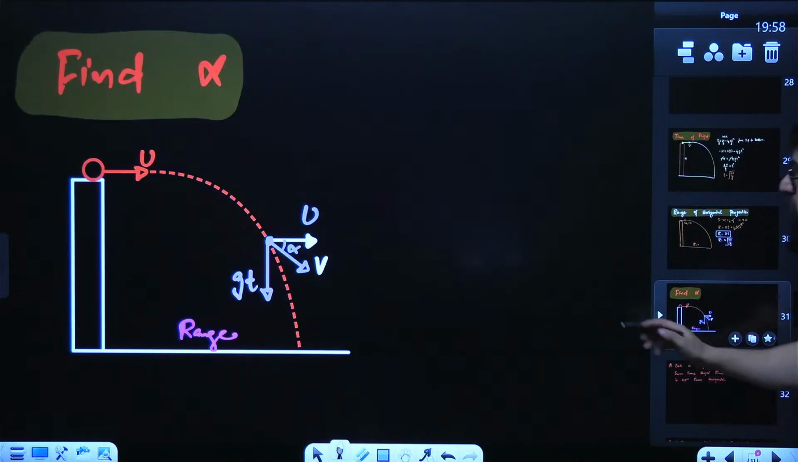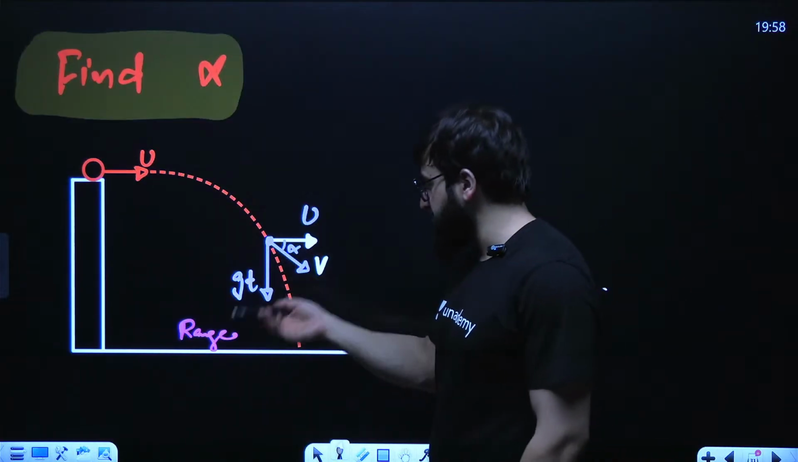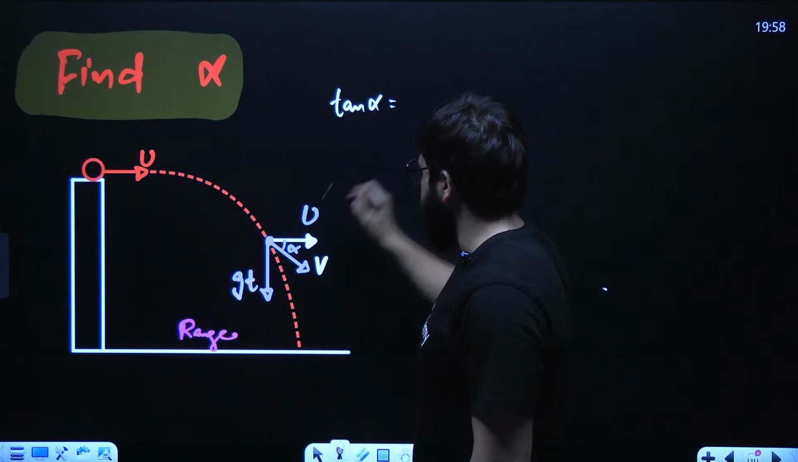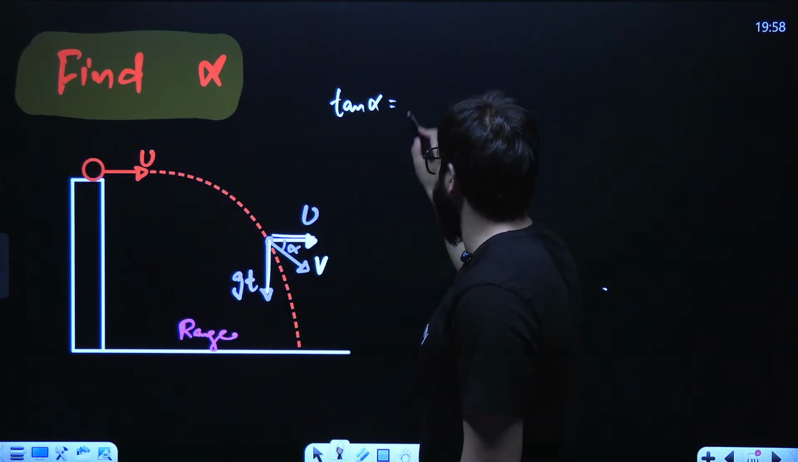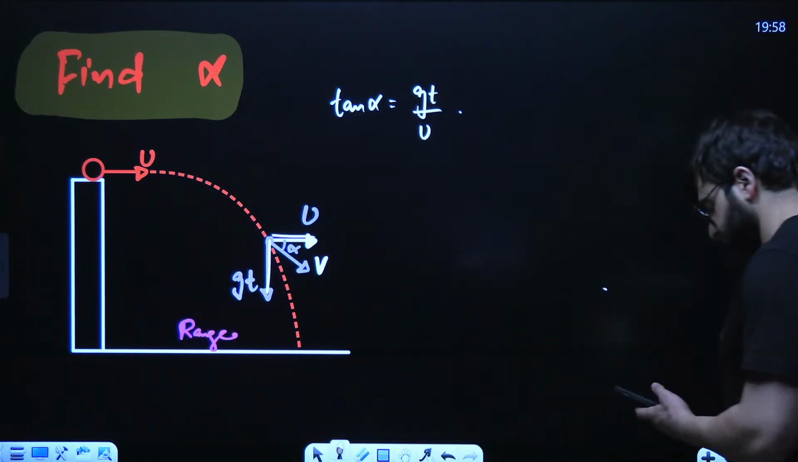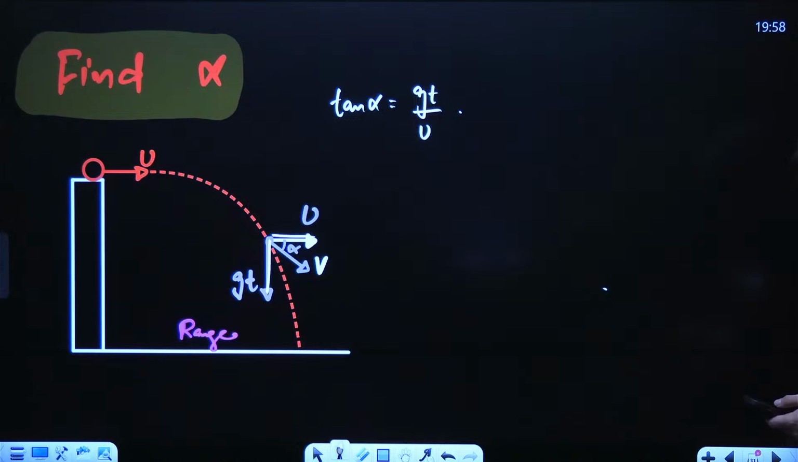Now this is the question, that is alpha. How to find this alpha? That I recently told you. Tan of alpha is simply perpendicular divided by base, that is gt divided by u.